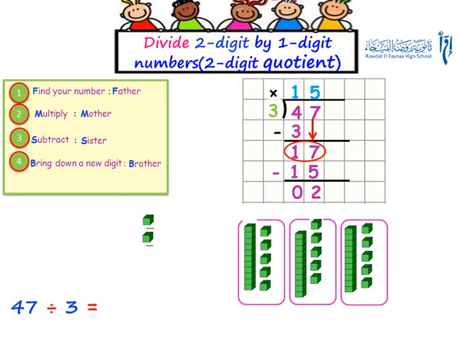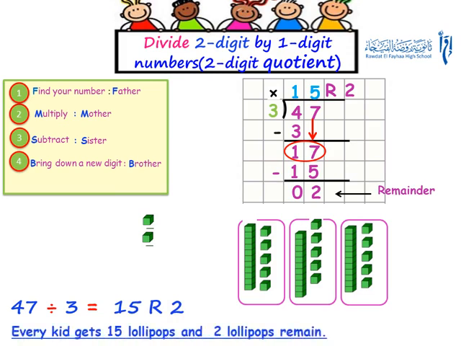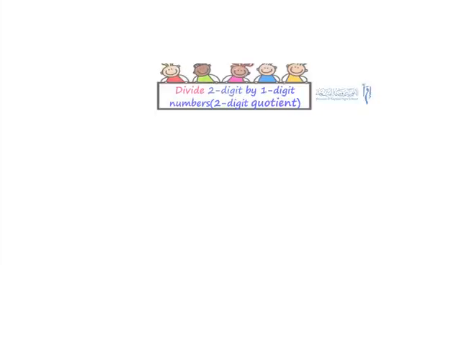No more digits to bring down, and 2 is less than 3, so that's it. The 2 is the remainder, we write it next to the quotient. So we can say that 47 divided by 3 is equal to 15 with a remainder of 2. So every kid gets 15 lollipops and 2 lollipops remain.